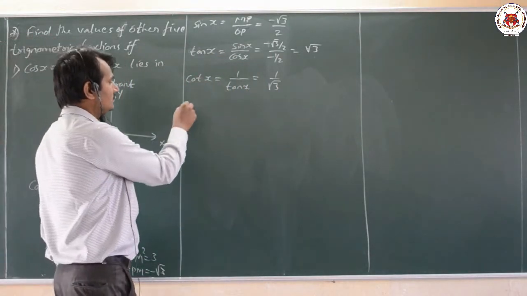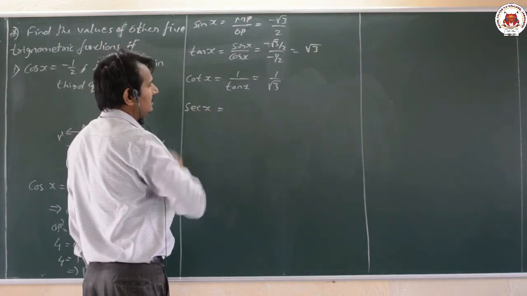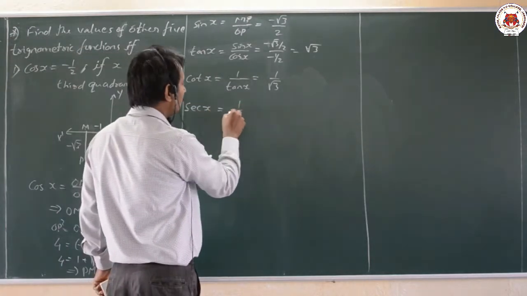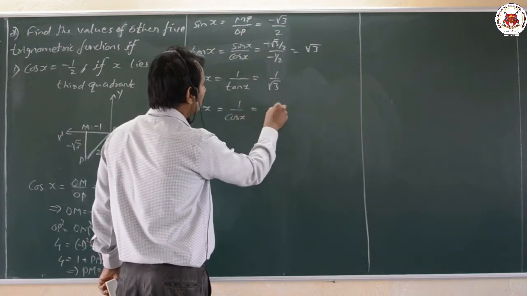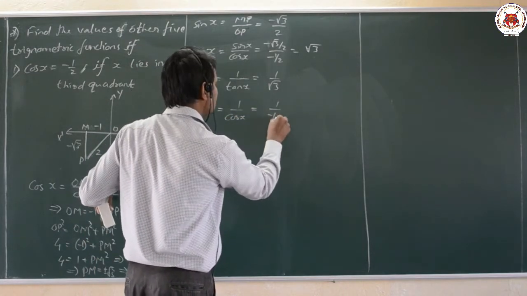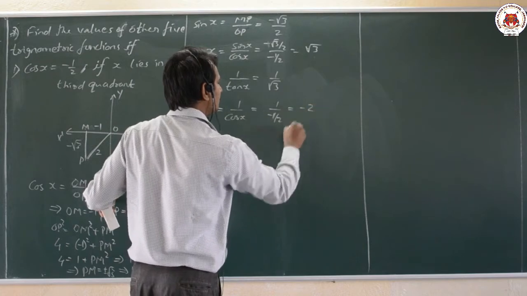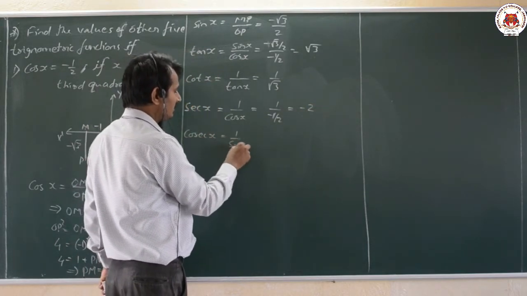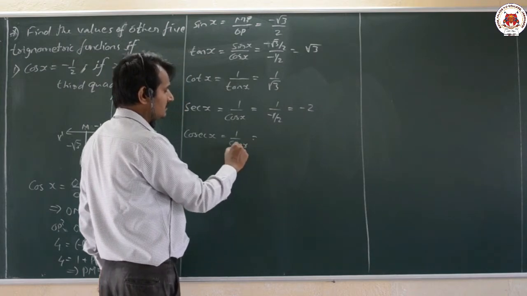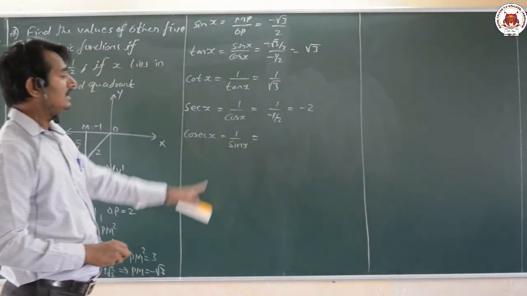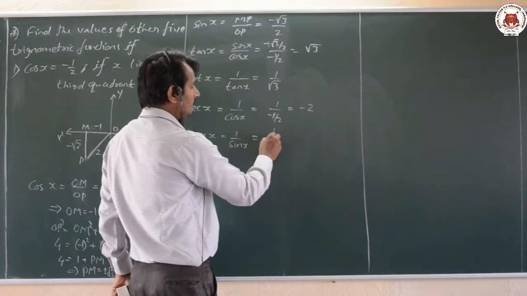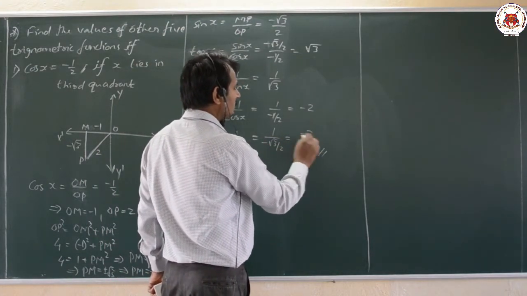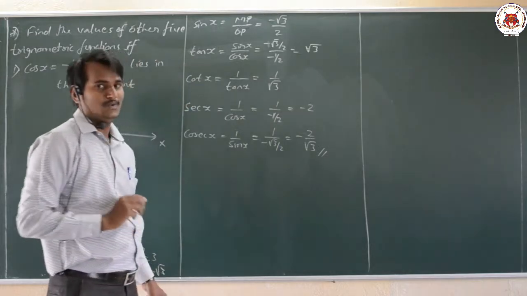Next, tan is done, cot is done, then it is secant x. Dear students, secant x means 1 by cos x, 1 divided by cos x. The cos value is minus 1 by 2. That is nothing but minus 2. At last, cosecant x, that is nothing but 1 by sin x. The sin value is minus root 3 by 2. So 1 divided by minus root 3 by 2, the value will be minus 2 divided by root 3. Okay, minus of 2 by root 3.